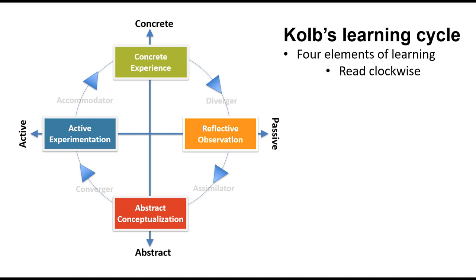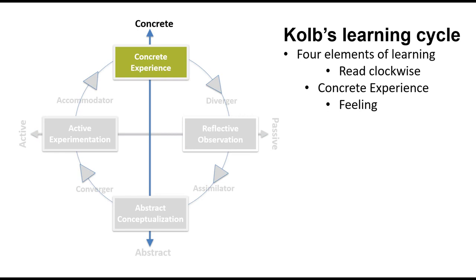The first review is the core of the model, consisting of 4 learning elements placed in a circle. The circle is read clockwise. The first element is concrete experience. It is about being involved in an experience. The learners are learning from specific experiences and relating to people. They are sensitive to others' feelings.